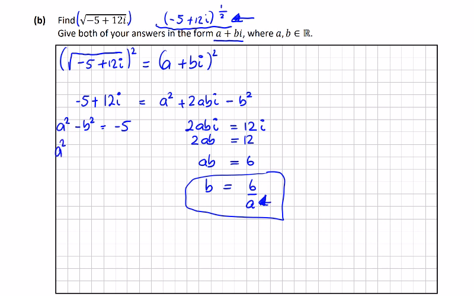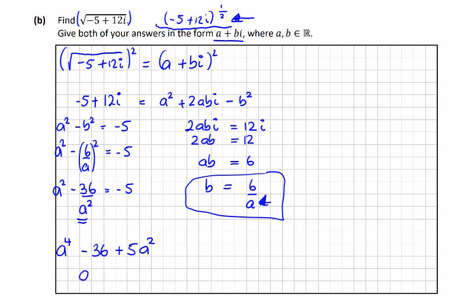So I have a squared minus (6 over a) squared. I'll leave the minus 5 there just for now, equals minus 5. Multiplying this out, we're going to get a squared minus 36 over a squared equals minus 5. Now, we have to multiply by a squared to get rid of this a squared on the bottom here. So let's try that. We're going to get a to the power of 4 minus 36. And I'm going to bring the 5 across now. Minus 5 times a squared brought across as plus 5a squared.